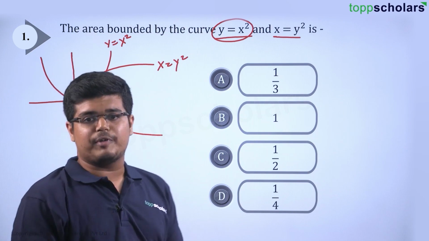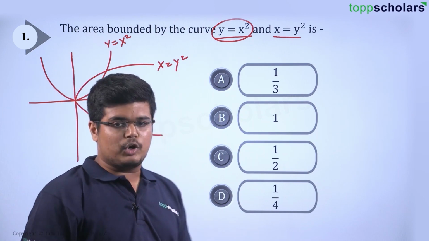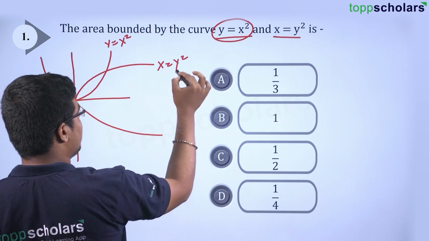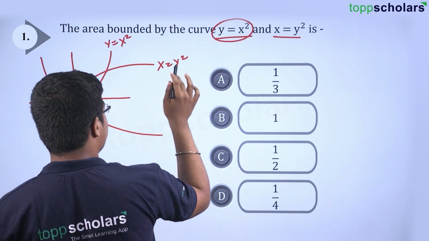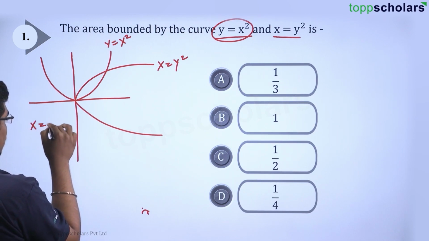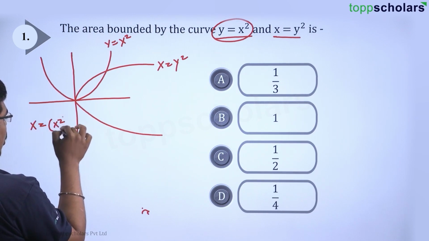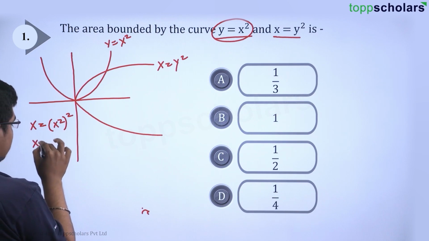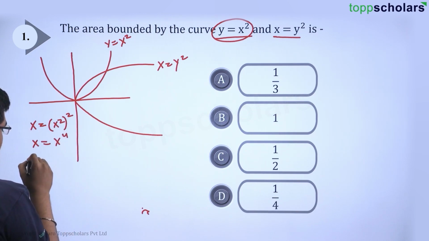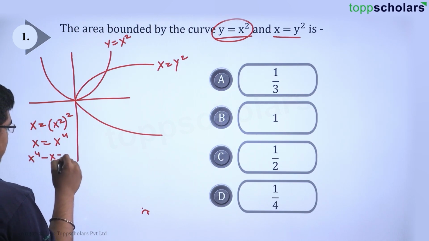First of all, students, we have to find the point of intersection. So, for that we will solve the equations simultaneously. The value of y here is x square. So, in this y, we can replace the value with x square. So, we get x is equal to x square the whole square, which means x will be x raised to 4. We'll take it to the other side. When we solve this, we'll get x raised to 4 minus x is 0.